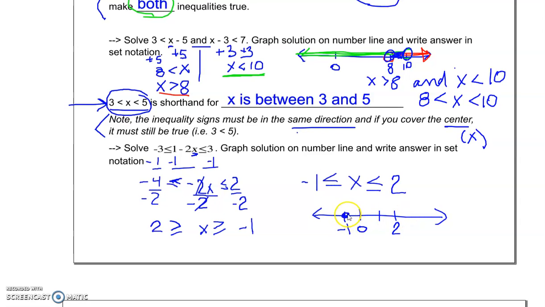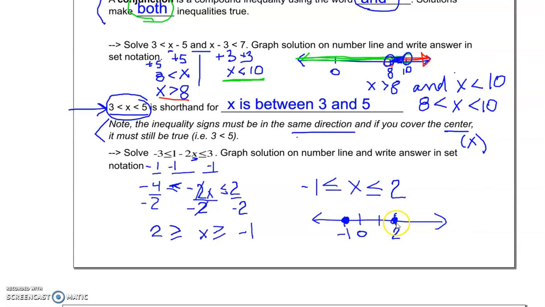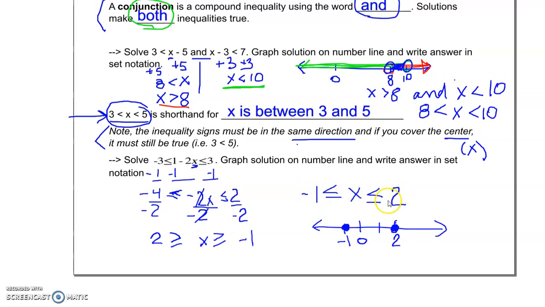Since we are including the -1, it has the "or equal to." I fill the circle in at the 2. And anytime you have this shorthand notation that writes this all as one piece with the x in the middle, we are talking about these numbers in between -1 and 2.